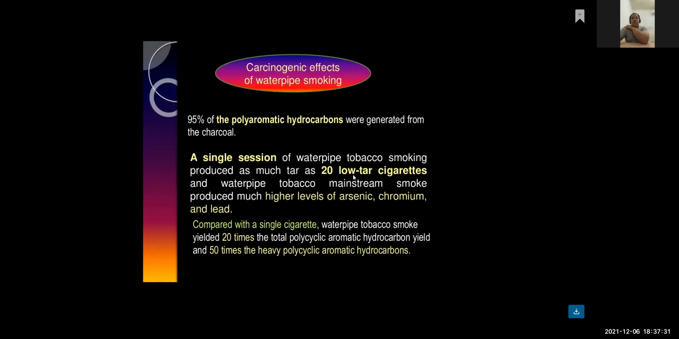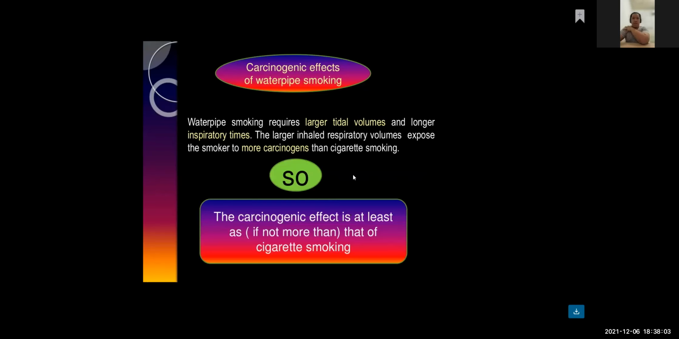Carcinogenic effects of water pipe. 95% of the polyaromatic hydrocarbons were generated from the charcoal. A single session of water tobacco smoking produced as much as 20 low-tar cigarettes, and water pipe tobacco mainstream smoke produced much higher levels of arsenic, chromium, and lead. Compared with a single cigarette, water pipe smoke yielded 20 times the total polycyclic aromatic hydrocarbon yield and 50 times the heavy polycyclic aromatic hydrocarbons.